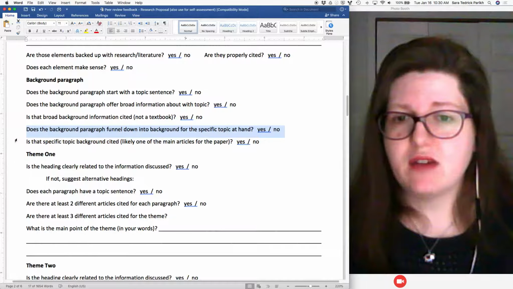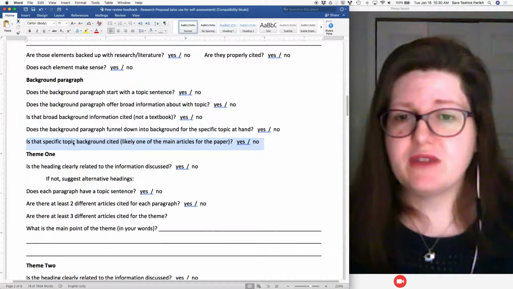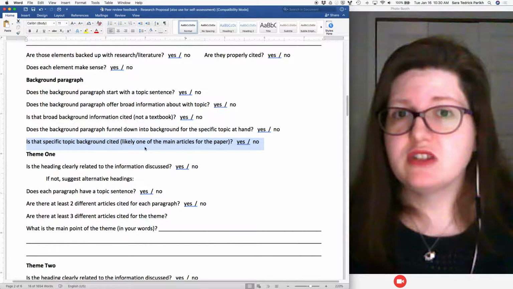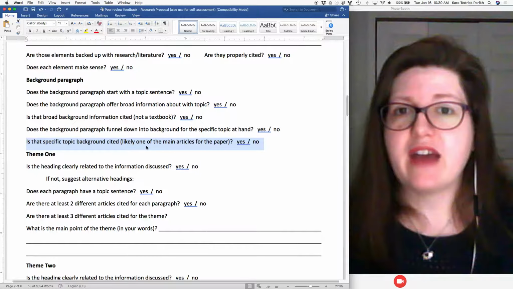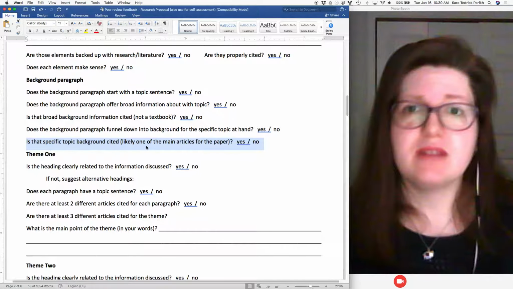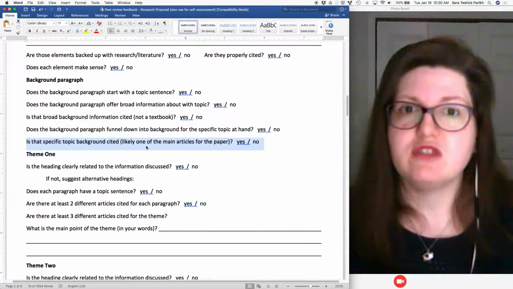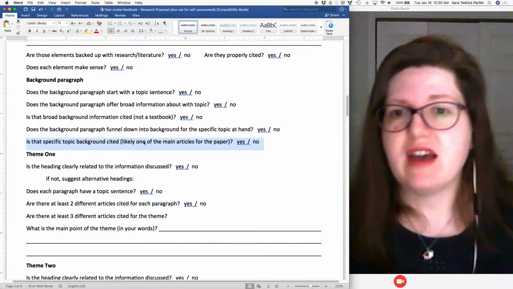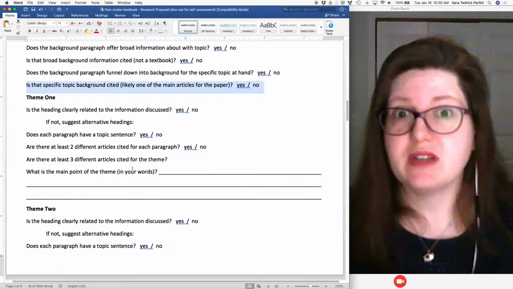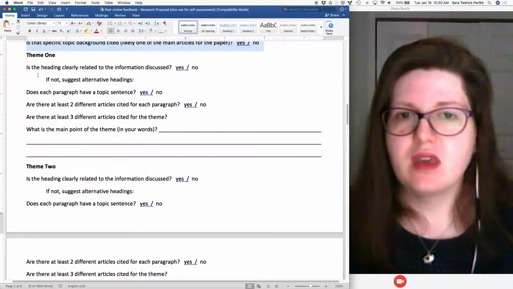Does it funnel down? And is the specific topic background cited? So in that background paragraph, you'll have one citation, like an article or book, that you went out and found just for this paragraph. But you should be able to have one citation that is specific to this paper.